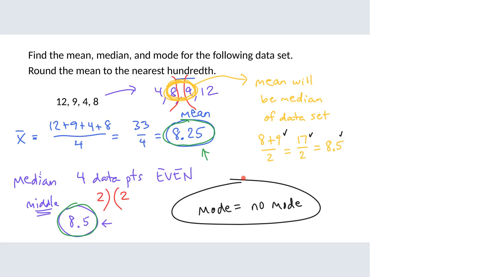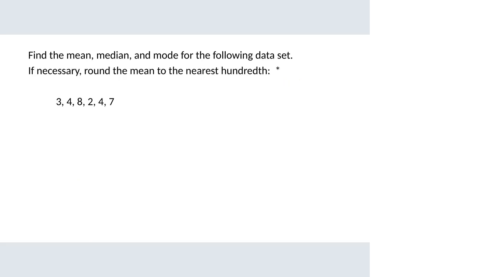All right, here goes. Find the mean, median, and mode for the following data set. If necessary, round the mean to the nearest hundredth. I'm going to make a poll for this. The poll is just going to be mean and median. I won't put the mode in there. So the poll is going to be for the mean and the median. I want you to find both of those.